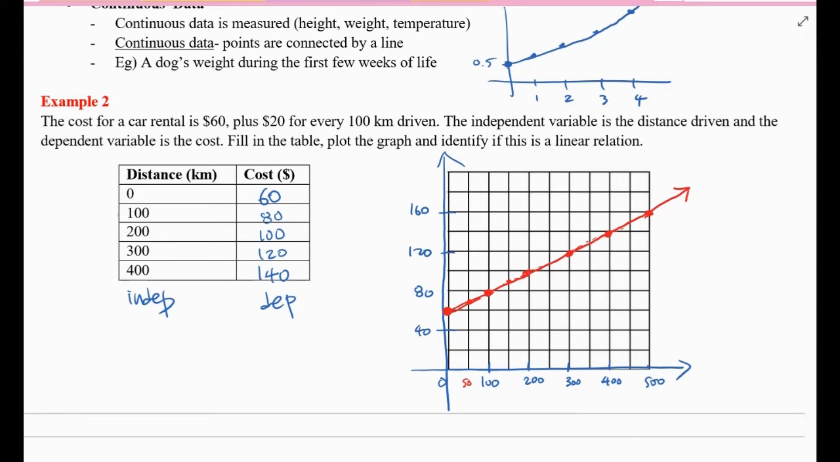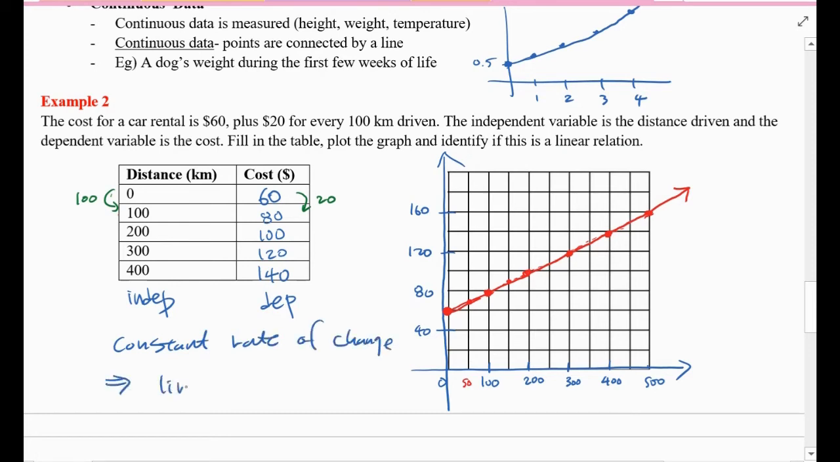And everyone, since it has a constant rate of change, every time the distance increased by 100, the cost increased by 20, and the graph is a straight line, it's a linear relation. So yes, fill in the graph, plot the graph, and identify if it is a linear relation. Yes, it is a linear relation because it has constant rate of change. So therefore, it is a linear relation.